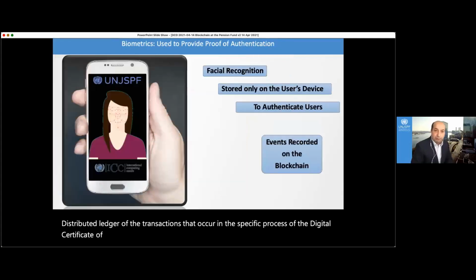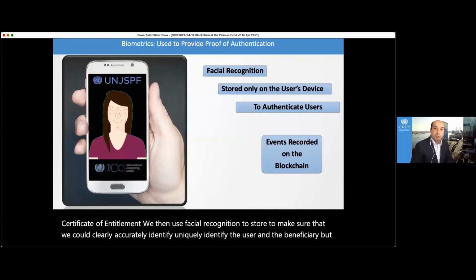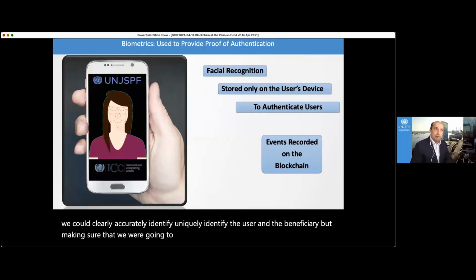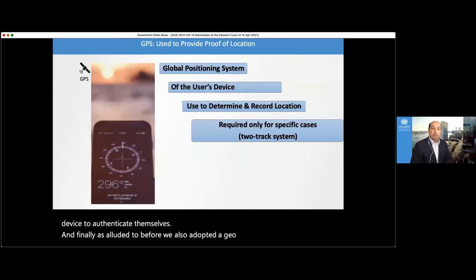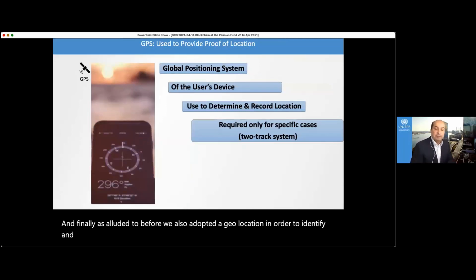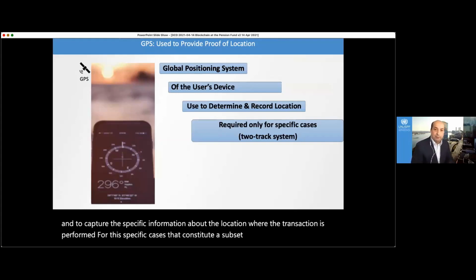We then use facial recognition to make sure that we could clearly and accurately, uniquely identify the user and the beneficiary, but making sure that we were going to store the biometric detail on the user device to authenticate themselves. And finally, as I alluded to before, we also adopted geolocation in order to capture the specific information about the location where the transaction is performed, for the specific cases that constitute a subset of the various certificates of entitlement that we process during the year.